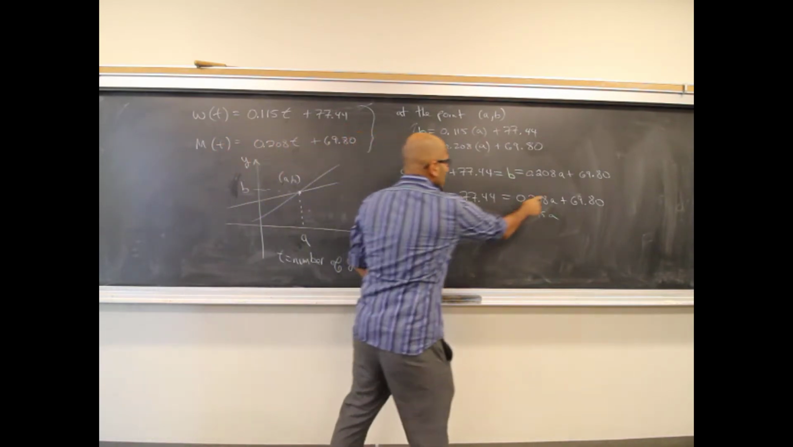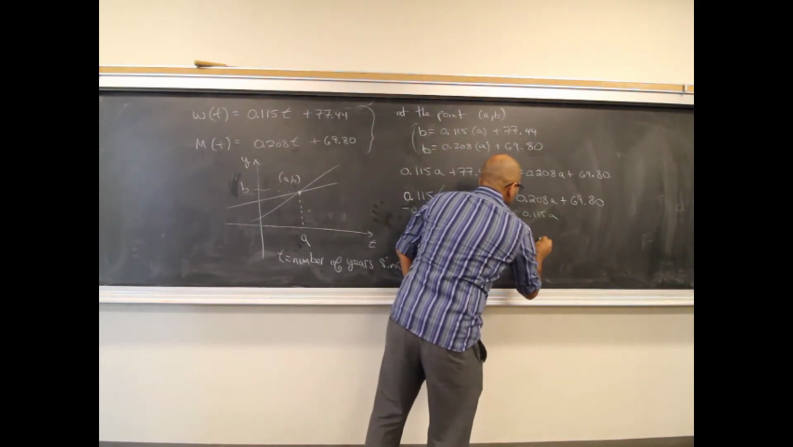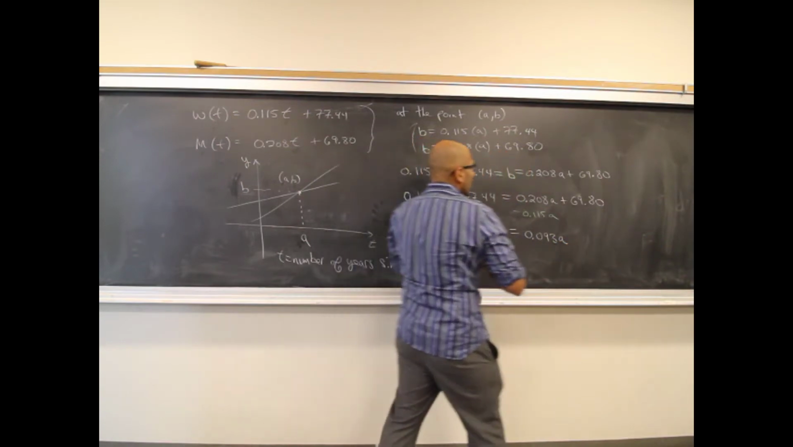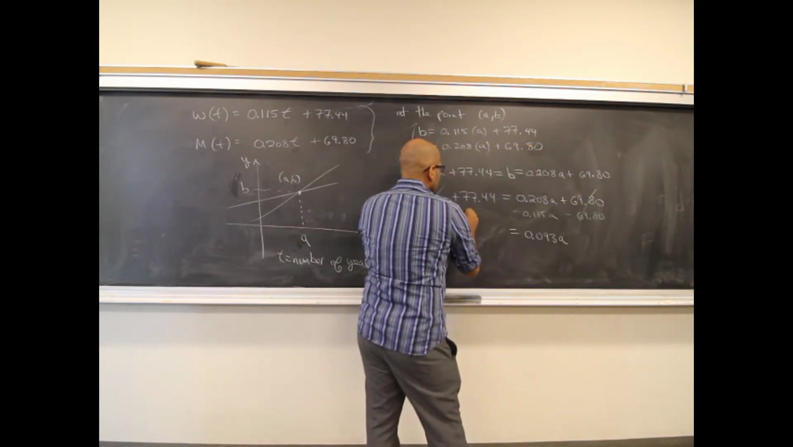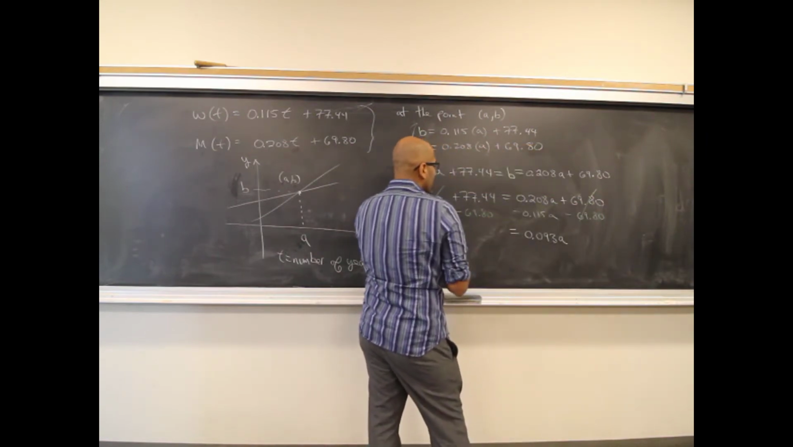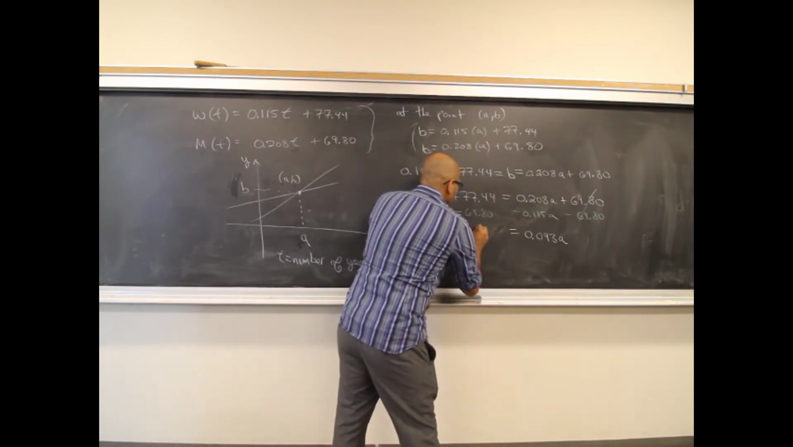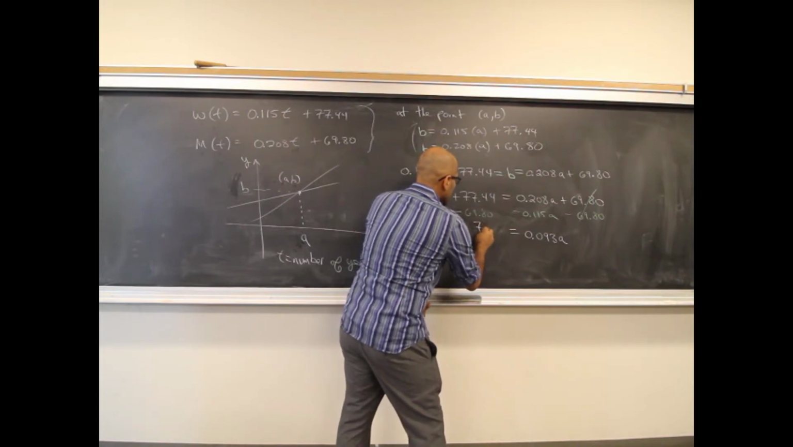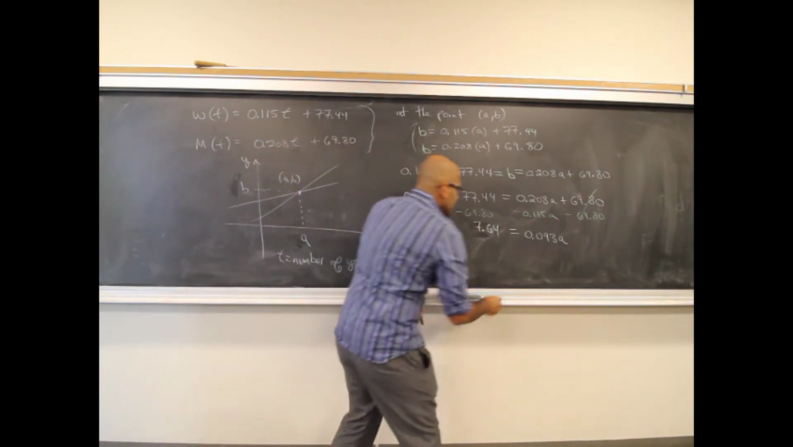So these guys cancel. What do I get there? 0.093. 0.093? Yeah. Okay. At the same time, I'm going to subtract 69.80 from there. That'll cancel. Subtract 69.80 from there. What am I going to get? 7.64. 7.64. Good. And then finally divide everything by the 0.093.